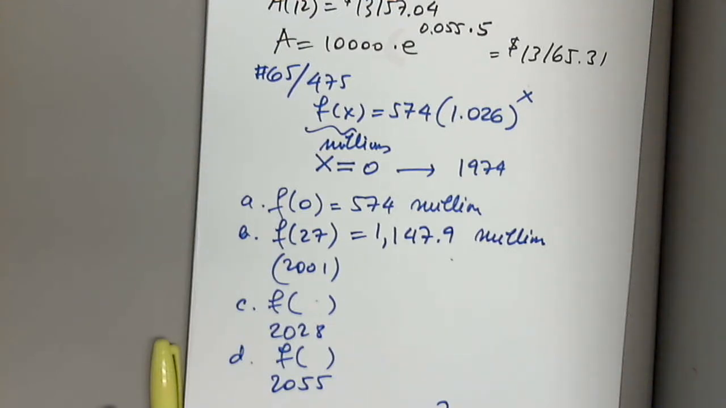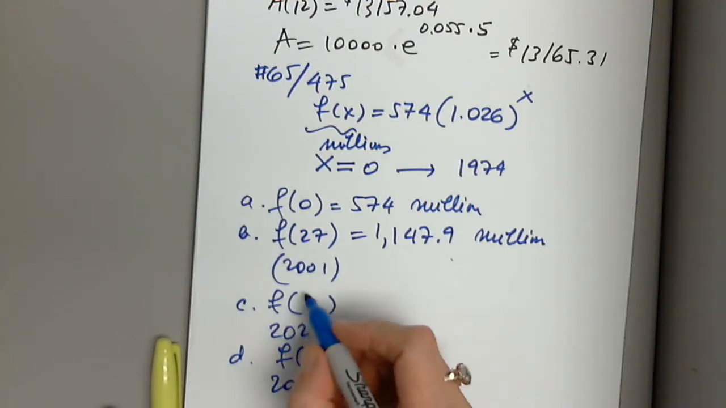That was the next question. Wait, say it again. What was the 2001 for? 27 years since 1974. But now we want to determine India's population in 2028. What do I have to plug in this time? 54. Because it was 27 plus 27. Very good. So that's what I want, 54. So 2295.5.